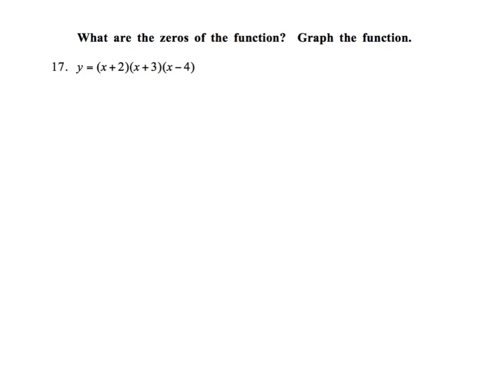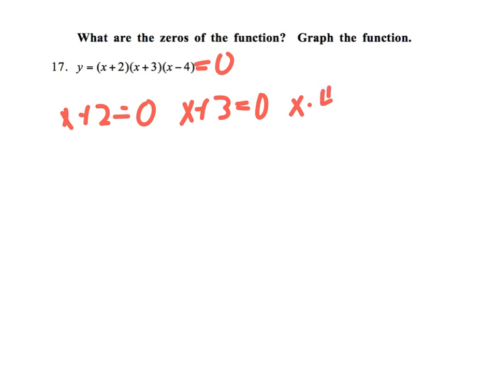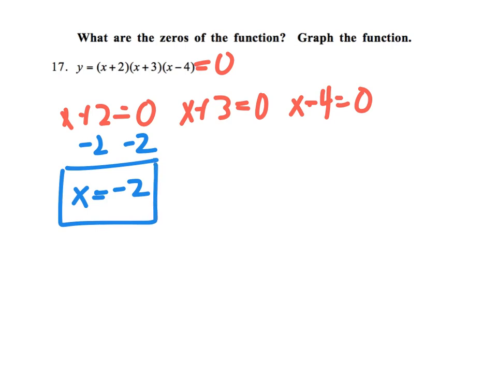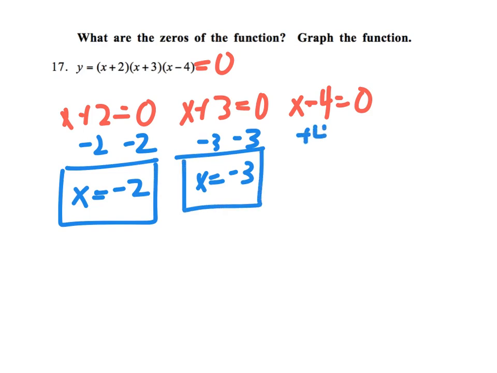My last one says, what are the zeros of the function? Graph the function. Good news, it's already factored for us, so that makes everything grand. We're going to set each of the parts equal to 0. So we have x plus 2 equals 0, x plus 3 equals 0, and x minus 4 equals 0. Now to get rid of our 2, we're going to subtract 2, so we have x equals -2. My next one, we're going to subtract 3, so we have x equals -3. And my last one, we'll add 4, so we have x equals 4.